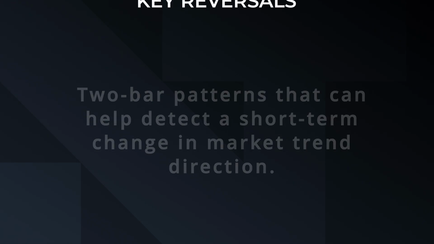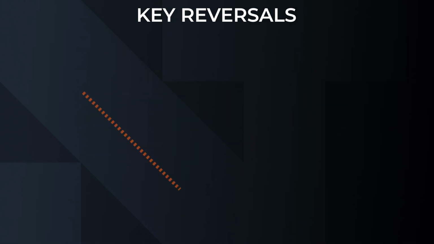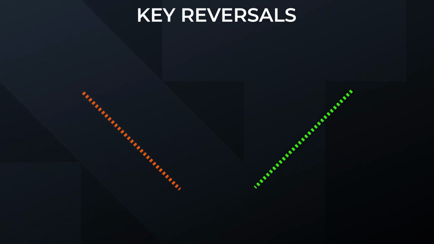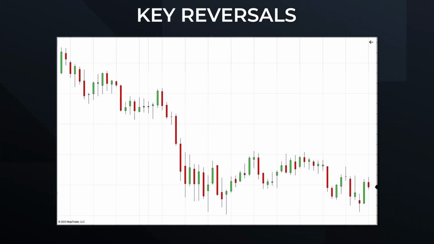Key reversals are 2-bar patterns that can help detect a short-term change in market trend direction. The patterns form after an observable downtrend or uptrend, generally used on daily charts to provide short-term swing trading opportunities that last a few days. We will look at the basic key reversal pattern here.